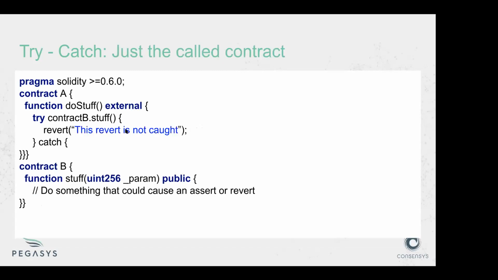It's important to realize that the code before the catch and after the bracket there is not going to be caught. It's only that function call, that external function call, which is caught. So if you have a revert there where the text is, it won't be caught.